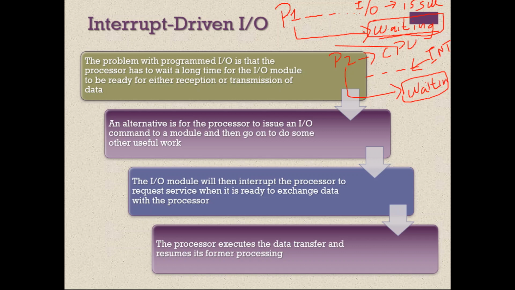So let us assume that now P1 will come to running state. That is, now the CPU will start executing P1, because the data is available. The CPU knows that the data is available, so it will request the IO module to share the data.